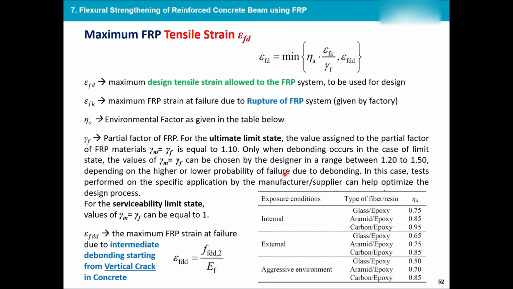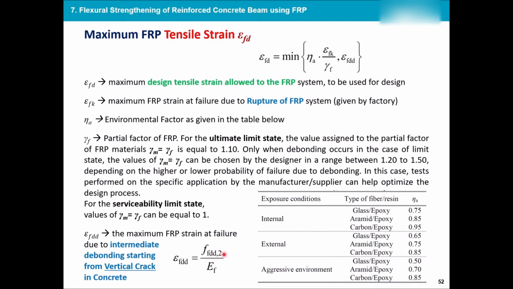And as we discussed, the tensile strain. So the tensile strain is the minimum of any of these two. Whatever the value of this is, or whatever the value of this is, the smaller value will be selected. If you look at this, sigma FDD, didn't you see that FDD in the debonding strength?